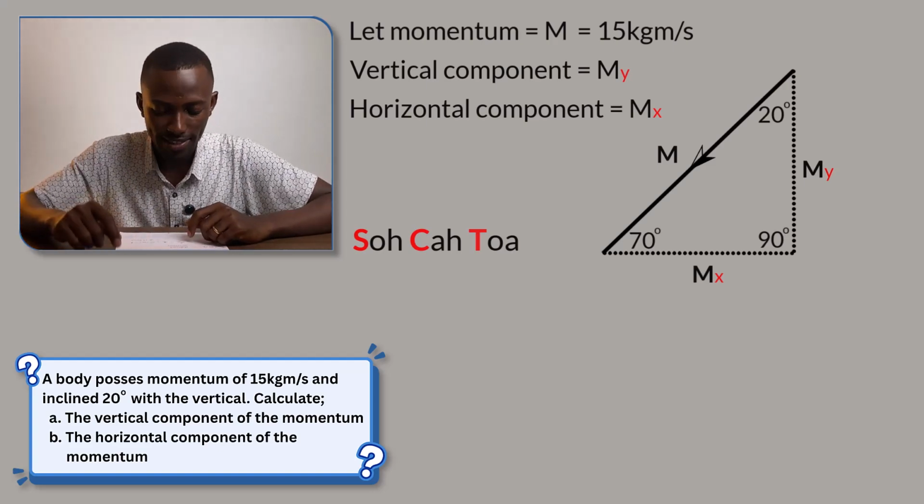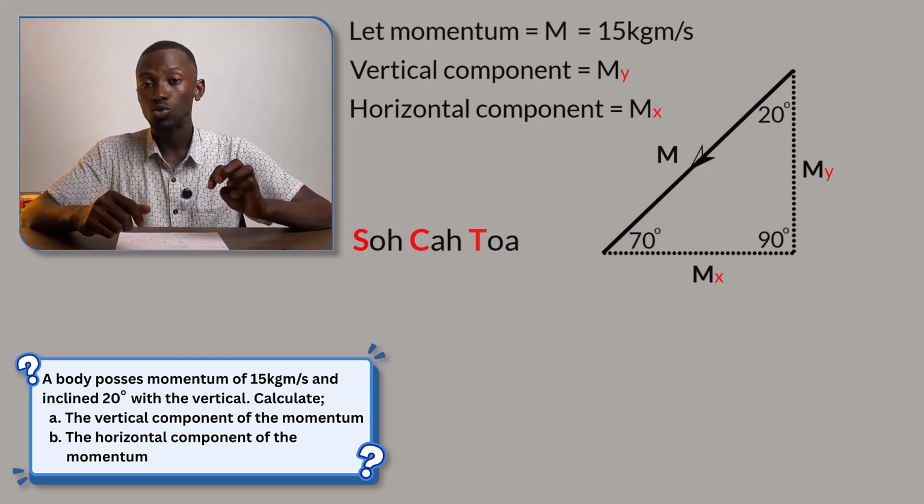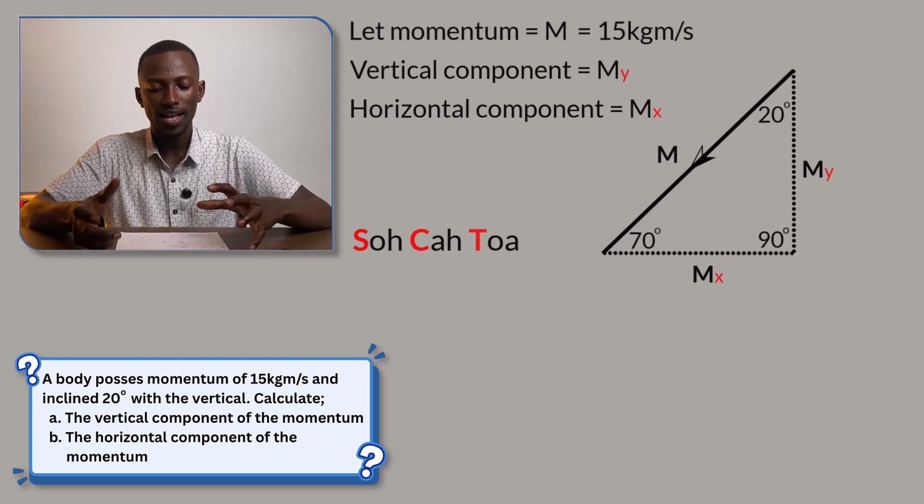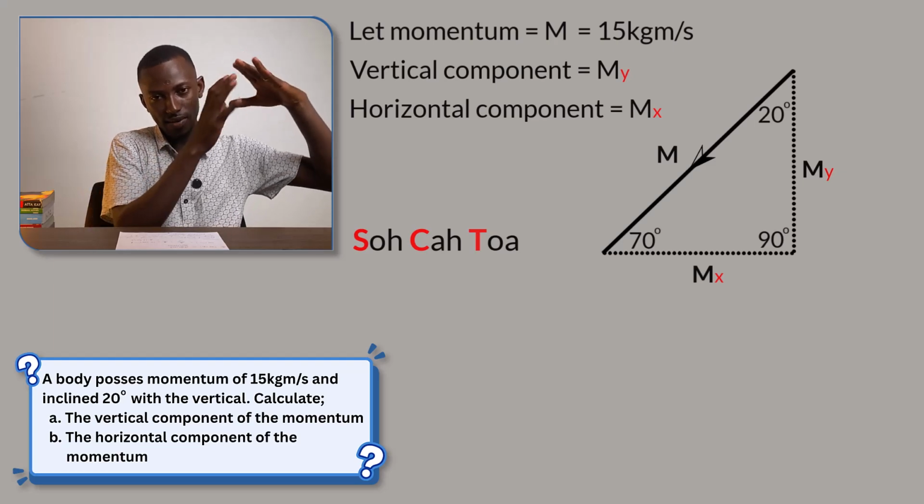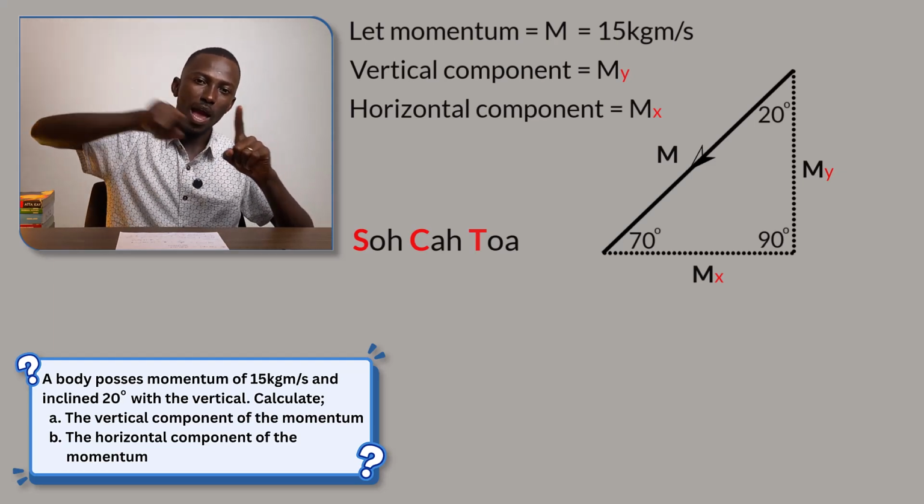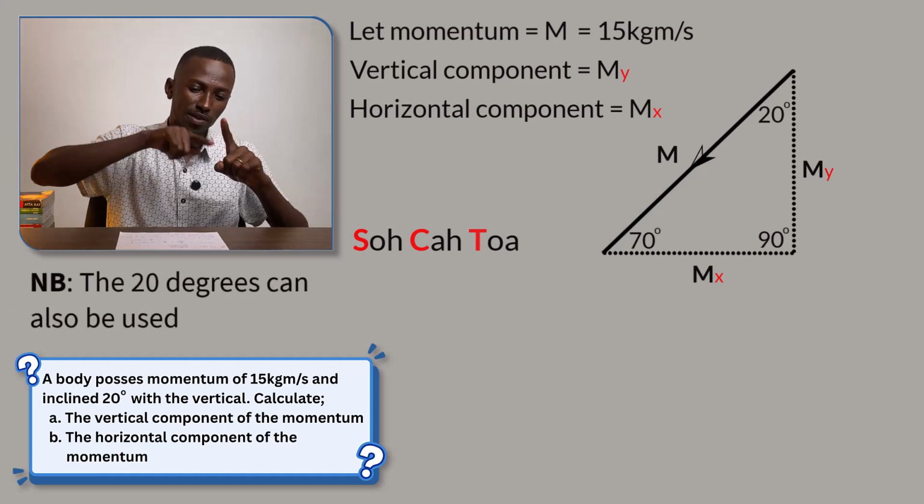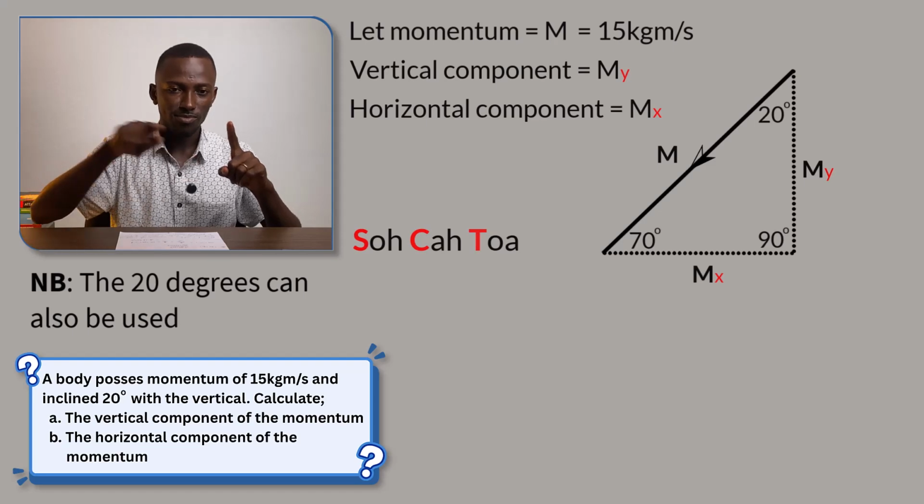Now the first part, my. Which of the trig ratios are you going to use? Are you going to use sine, cos, or tan? In this case, you will use sine. We are going to use the 70 degrees. Our focus is going to be on the 70 degrees because we want to find my, which is facing the 70 degrees.